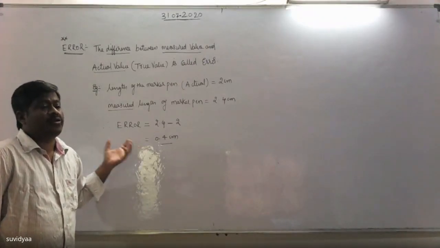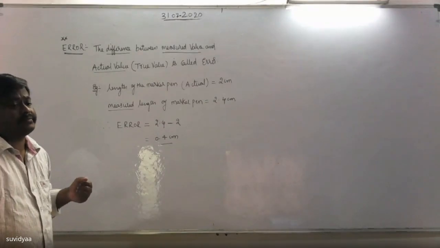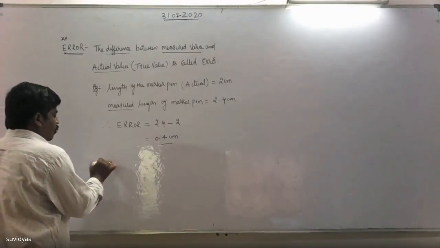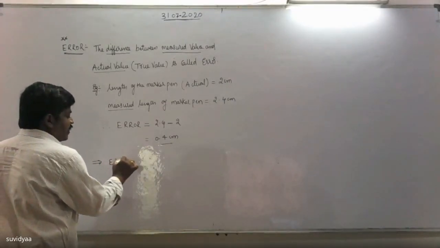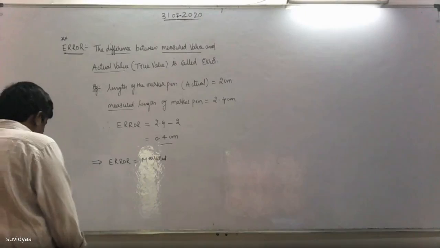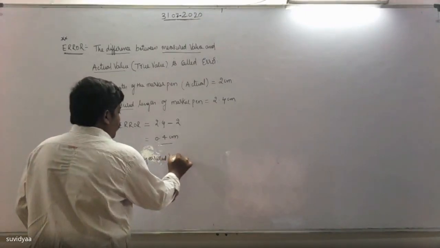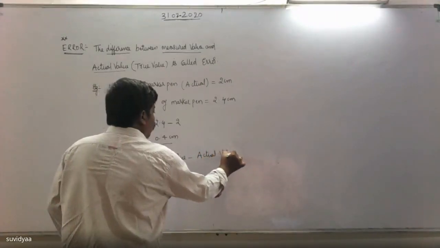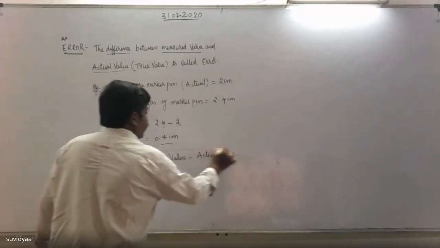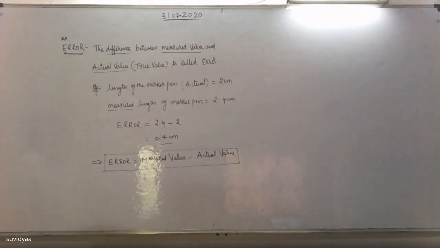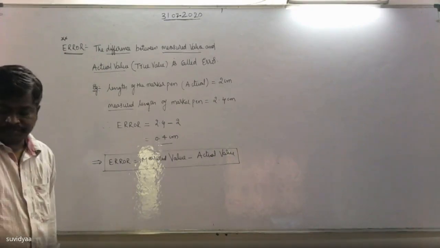Understood? Error meaning understood? So this is the meaning of error. So what is an error? Error is nothing but measured value minus actual value. This is the error formula. Okay, error formula understood? Measured value minus actual value.